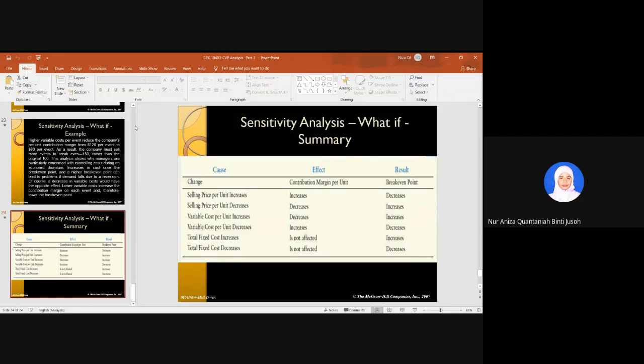And then for part 4, it's the application of the margin of safety and the degree of operating leverage.